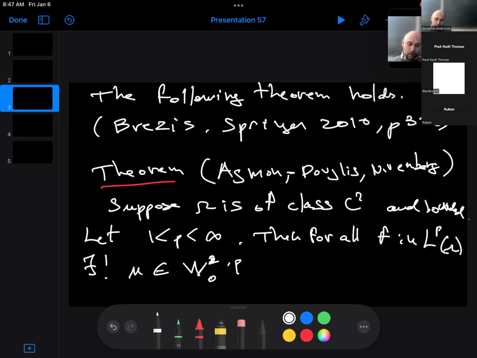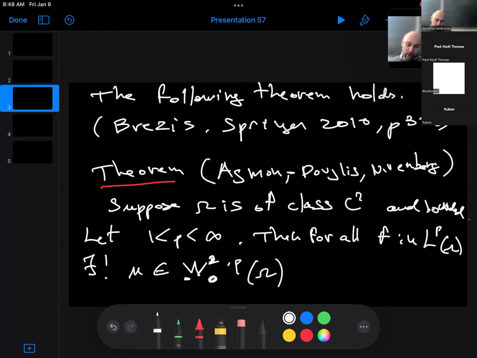It's the subspace, the closure of the regular functions that vanish at the boundary in this norm, W2P. So this is the problem of Dirichlet. Basically the functions vanish at the boundary.